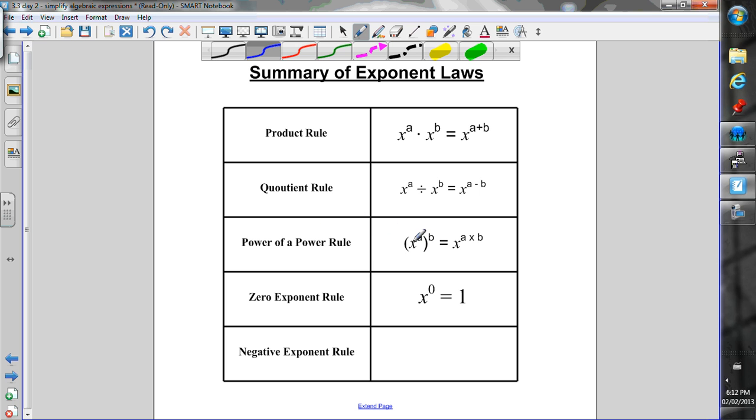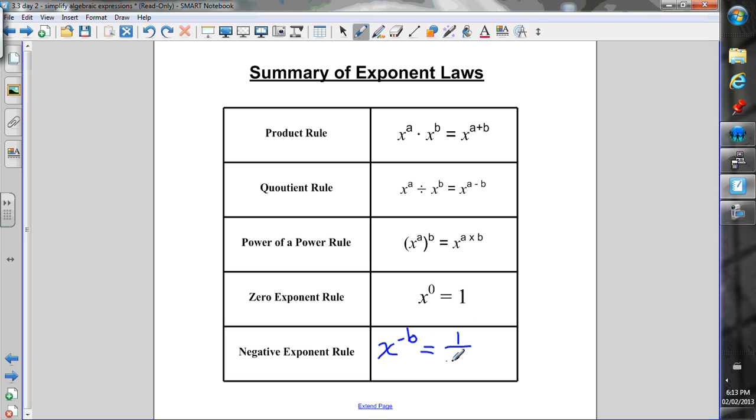The power of a power rule tells us that when we have a power of a power, so x to the a to the b, you keep the base the same and you multiply the exponents. And we also looked at the zero exponent rule, which tells us anything to the exponent of 0 is equal to 1. Okay? So the one rule that we didn't look at last time that we'll need for today is the negative exponent rule. That tells us that if I have x to the negative b, that's equal to the reciprocal raised to the positive exponent. So x to the negative b equals 1 over x to the positive b.